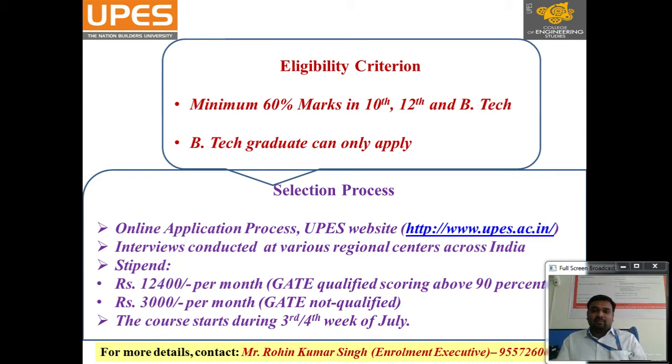Then once the applications are received, we conduct the interviews, and these interviews will be conducted through our career service team and enrollment team, where the faculty will be interviewing the various future candidates who will be considered eligible candidates for this course. And the good part of this interview process is the interviews are conducted at different locations across India. So you can choose any location which is near to your hometown or the place where you are staying right now.